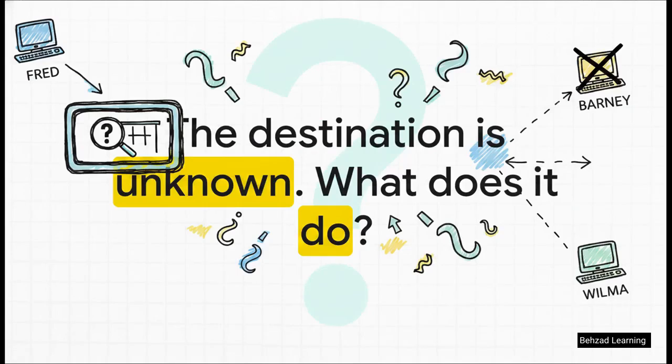But here is where we hit a really fascinating dilemma. Let's say Fred is trying to talk to his buddy Barney. Fred puts Barney's destination MAC address into the frame, but the switch checks its freshly updated table and Barney isn't there yet. The destination is what we call an unknown unicast. So what in the world does the switch do when it has absolutely no idea where the target device lives?